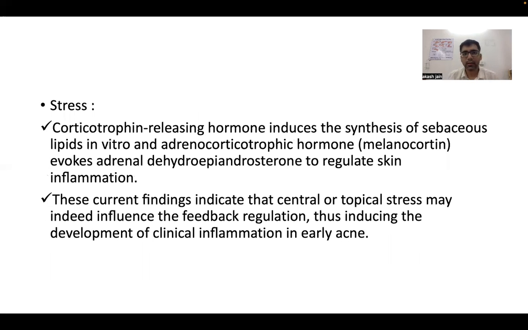The most important factor recently noticed is stress. Corticotropin releasing hormone induces the synthesis of sebaceous lipids in vitro, and adrenocorticotropic hormone and melanocortin evoke adrenal dehydroepiandrosterone to regulate skin inflammation. These current findings indicate that central or topical stress may indeed influence the feedback regulation, thus inducing development of clinical inflammation in early acne.